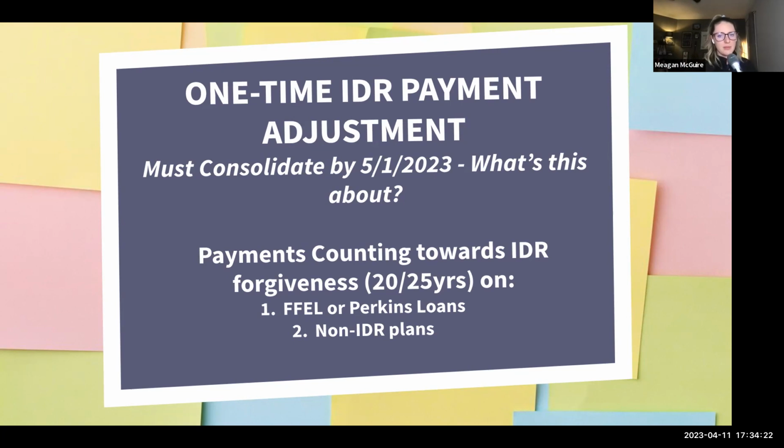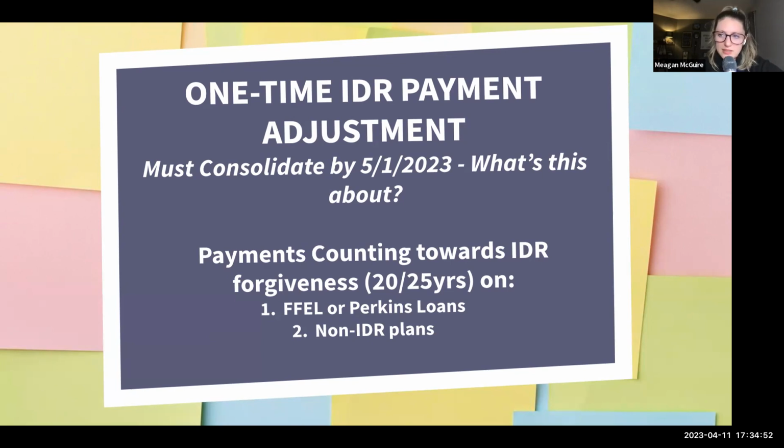So the one-time IDR payment adjustment, or we're calling it the IDR waiver. I think it's been called that multiple times by different people. What is this? Well, this is how I think the Department of Ed is sneaking in the ability to still do the PSLF waiver as long as people still work at an eligible employer, because what the one-time adjustment is doing is it's allowing people that have those incorrect loan types to still consolidate.